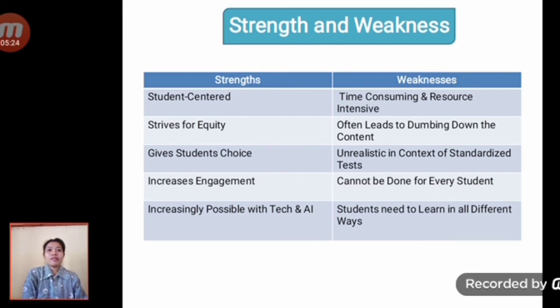The fifth and last weakness is that students need to learn in many different ways. Even if we differentiate learning so that students can learn in ways they personally like, we may be doing a disservice to our students. For example, if a student says they would rather learn through film, they will never get better at reading. Perhaps the teacher should encourage students to learn in ways they find difficult to correct their weaknesses.